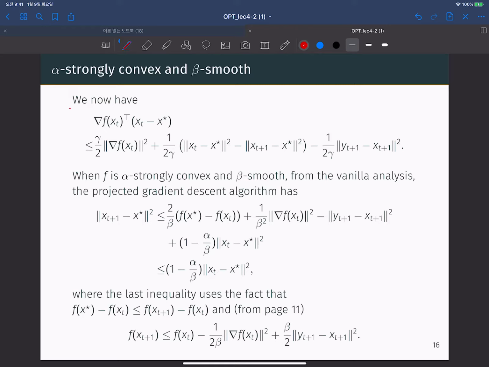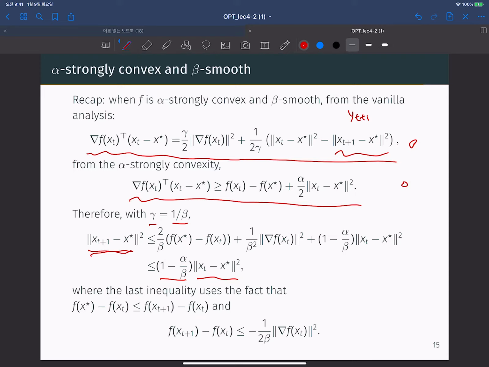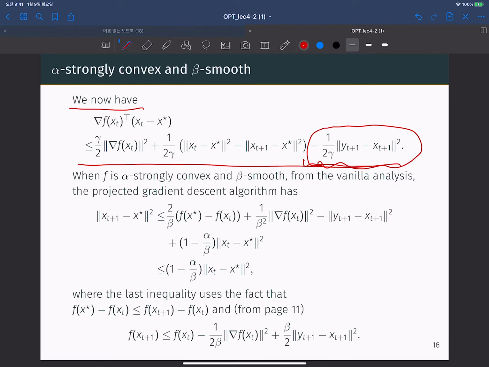So now we have this inequality. This one comes from the proof of the Lipschitz continuous case. In that case, when we show the convergence of the Lipschitz continuous case with a constraint set, we reformulate the vanilla analysis, and at that time we have this additional term, minus 1 over 2 gamma, the norm of y_{t+1} minus x_{t+1} squared. So that was the additional thing. Previously we didn't have such a term.